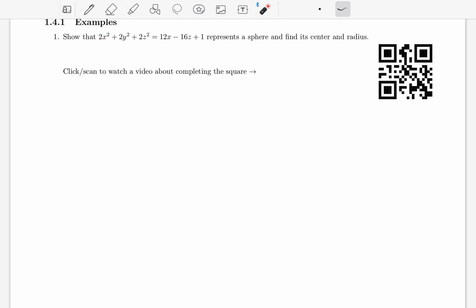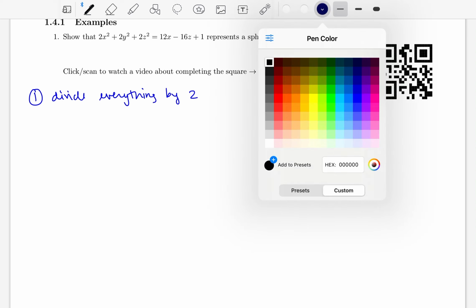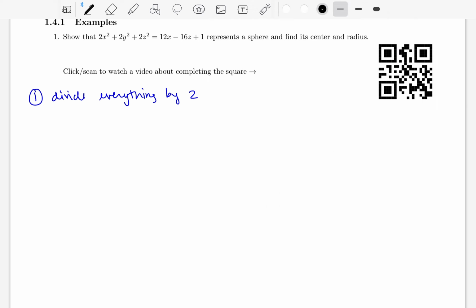So step 1, divide everything by 2. One more time, the reason why we're doing that is because I need the coefficient of x squared, y squared, and z squared to be 1. So I get x squared plus y squared plus z squared is equal to 6x minus 8z plus 1/2, okay? Perfect.